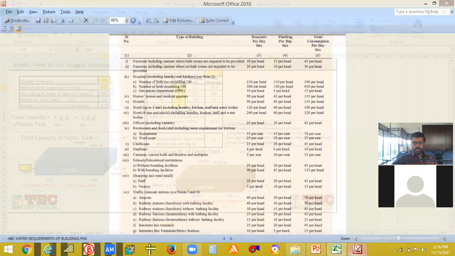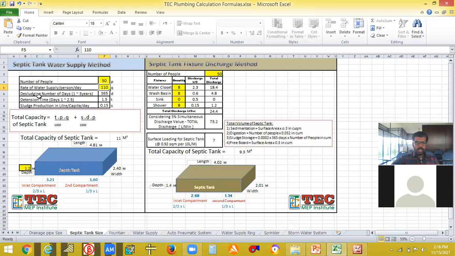Give that value, and you can see desludging number of days is 365. It's taken for 1 year. Detention time is constant, 1.5 they have given. Sludge production in liters per capita per day is 0.15, that is also constant. And the formula is T into P into Q divided by 1000 plus S into D into P divided by 1000. This is the formula used, and here you can automatically get the capacity. See, 11 meter cube is the capacity.